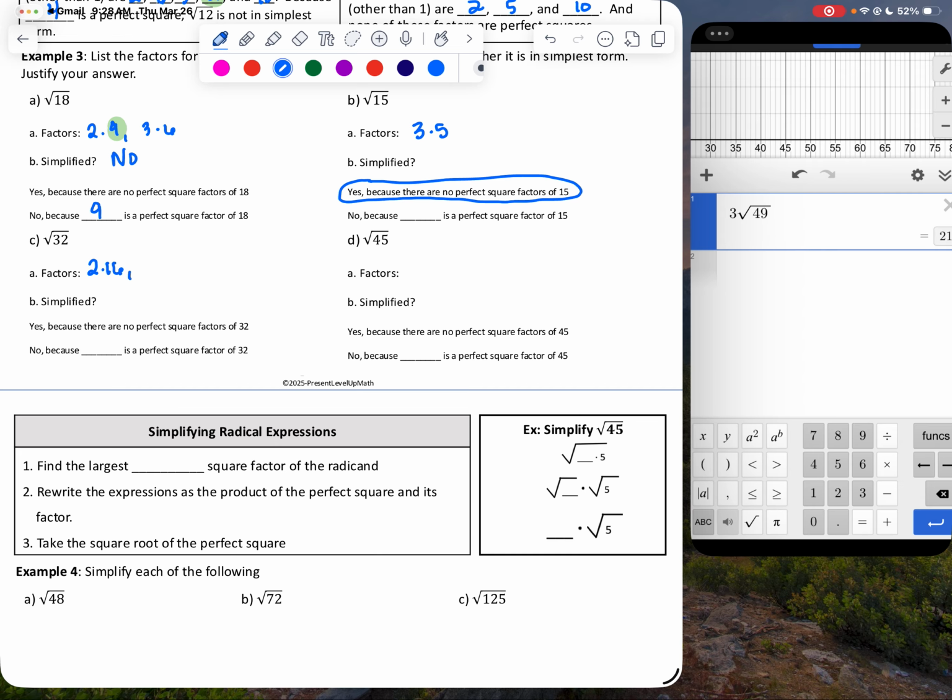Let's see, 3 won't go in. 4 times 8. 5 won't go in. 6. I think that's it.